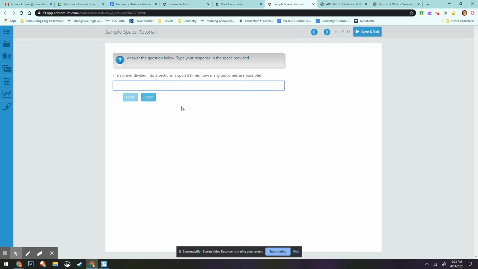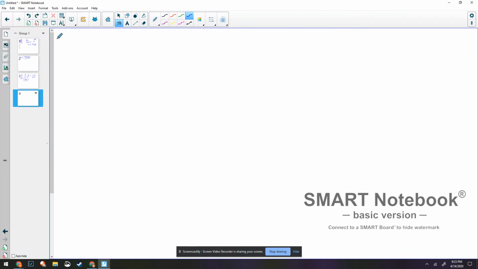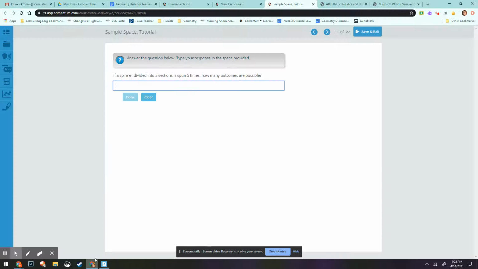If the spinner is divided into 2 sections spun 5 times, how many possible outcomes are there? 2 sections spun 5 times. You have 2 options on the first one, 2 on the second, 2 on the third, 2 on the fourth, 2 on the fifth. Okay? So those are your possibilities. You multiply them together. That's going to give you 32 options. And then, yeah, we got it right. Okay, good.